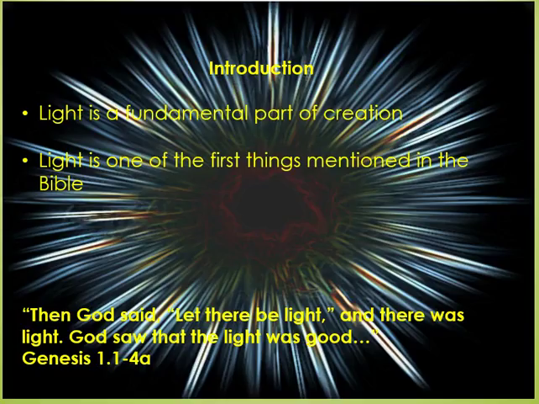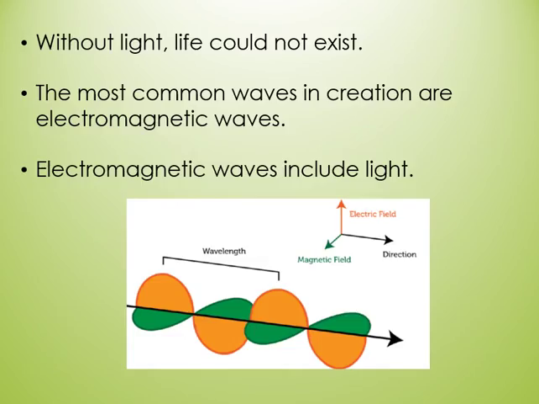Light is a fundamental part of creation, and it's one of the first things mentioned in the Bible. Genesis 1, verses 1 through 4a says, "Then God said, 'Let there be light,' and there was light. God saw that the light was good." Without light, life could not exist.